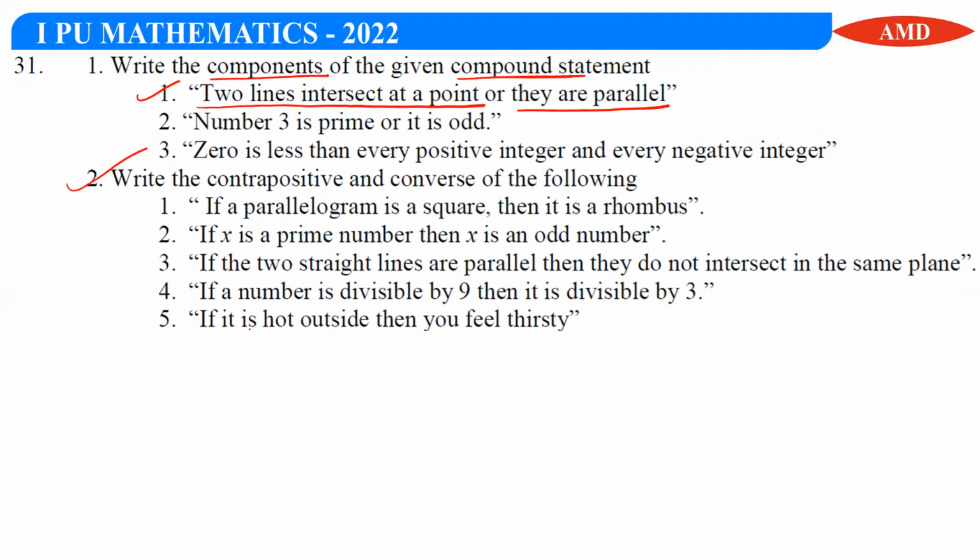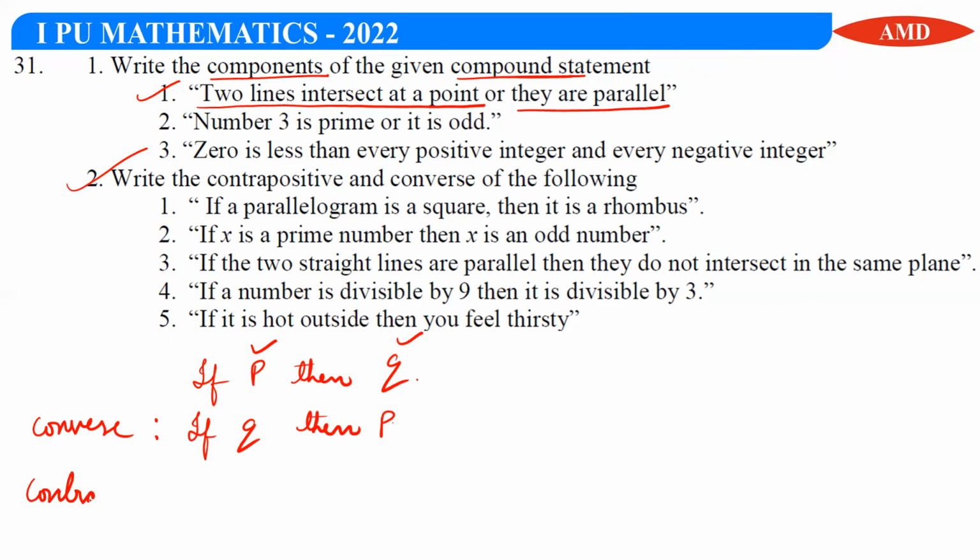Or the other possibility is that you have to write the contrapositive or the converse of a statement. Let us say we have a statement, if P, then Q. The converse of the statement is nothing but if Q, then P. You just have to reverse those two component statements, and you get the converse. If it is the contrapositive, it will be if negation Q, then negation P.